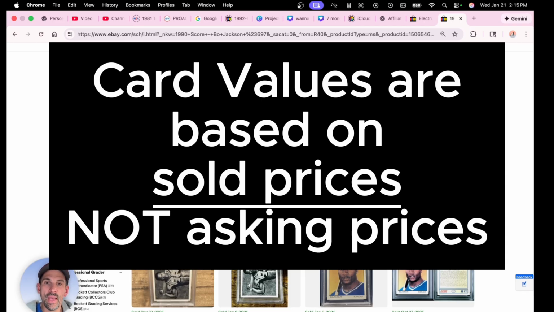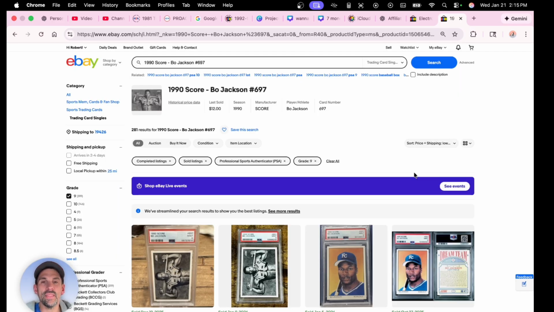I like using eBay because it's quick, it's easy, they are integrated with PSA, so there's no guesswork in terms of what these cards are worth.